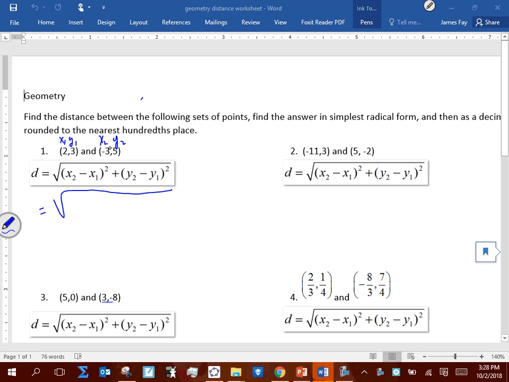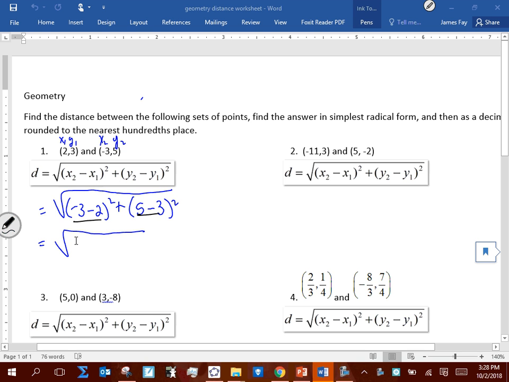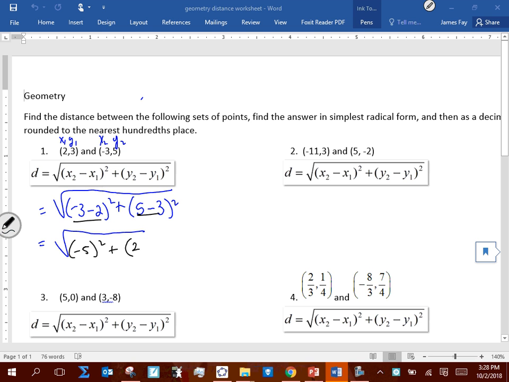So then we're going to subtract the x's, so it'll be negative 3 minus 2. And then we'll have 5 minus 3. Okay. Order of operations says I have to do these differences first. So negative 3 minus 2 is negative 5. And then 5 minus 3 is obviously 2.